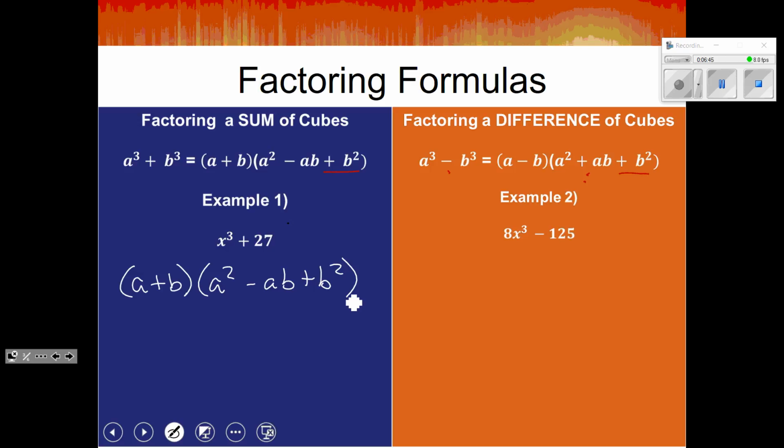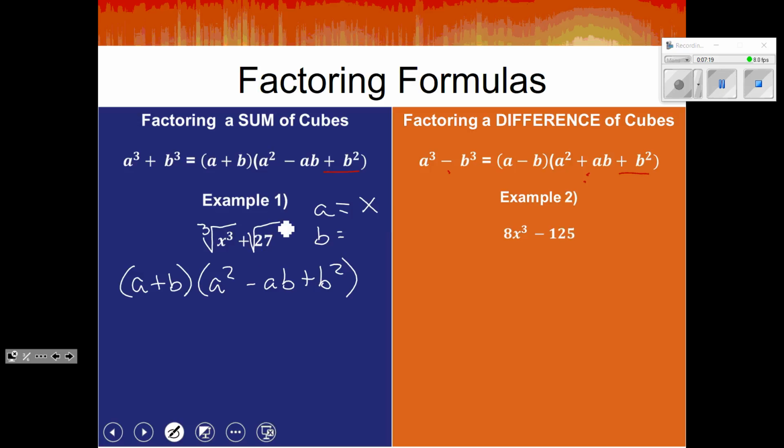If I knew what a and b were, it would make it pretty easy to just plug in, correct? So I'm going to define a and b. A is just going to be the cube root of the first term. So my question is, what can I multiply 3 times by itself to give me x cubed? What times what would be x cubed? X. X times x times x would be x to the 3rd. Does that make sense?